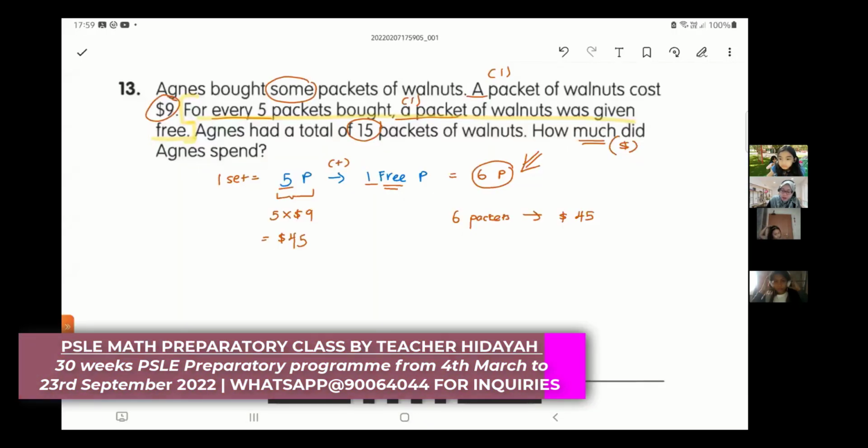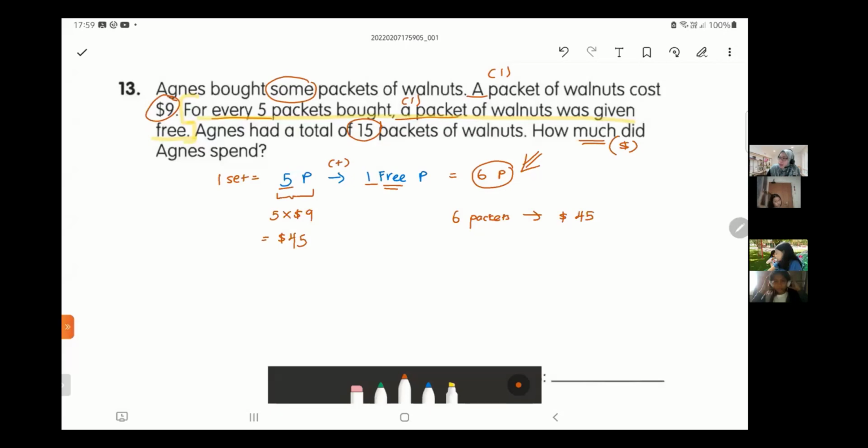Okay, so 6 packets is $45. And then I want to know 15 packets. So you must go the closest. So in times table 6, there is only 6, 12, 18, and then 24. I do not have 15, but the nearest to 15 is 12 packets. Okay, 12 packets only. So which means you find 12 packets first.